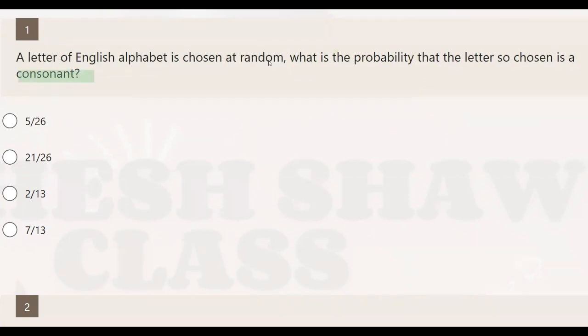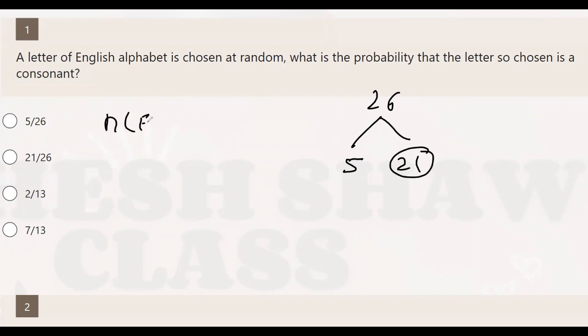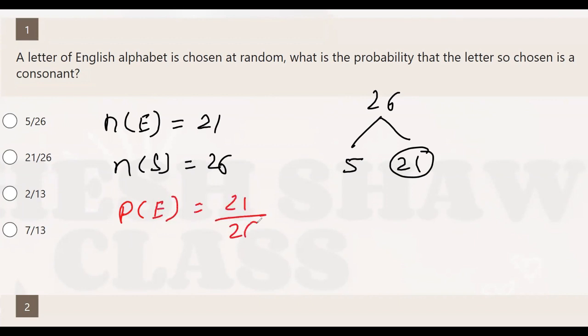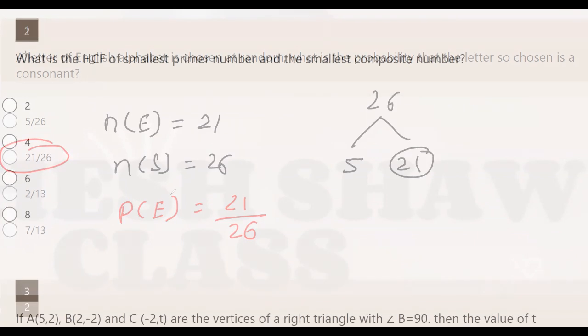We know that there are 26 alphabets, and out of 26, 5 of them are vowels and the remaining 21 are consonants. So the number of favorable elements is 21, and the total number of elements is 26. So the required probability will be 21, that is favorable, divided by the total. So 21 over 26 is the correct answer.